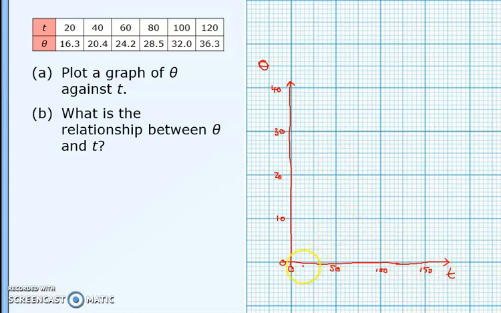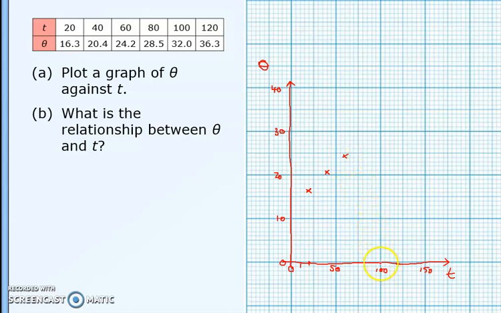It says 20. Now each one of these two squares is 10, so I'll just bear that in mind. Going up is much easier. So I've got to go to 20, which is obviously there, and 16.3. That's 16, so 16.3 is about there. I always put crosses. I want you to draw one of these as well, please, as I'm doing it. 40 and 20.4 is about there. 60 and 24.2. 60 is there, and 24.2 is about there-ish.